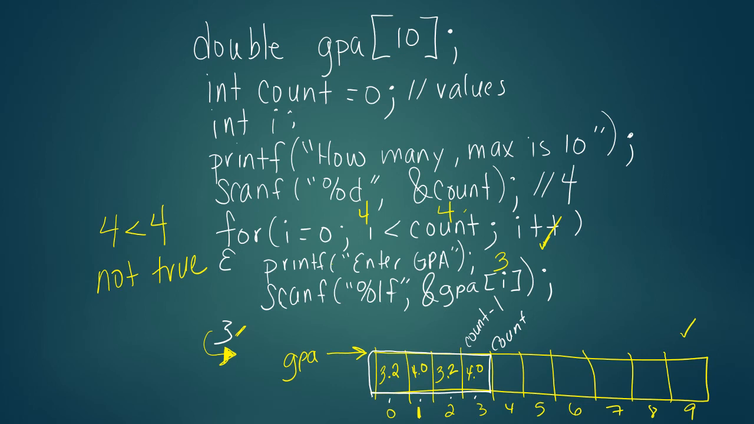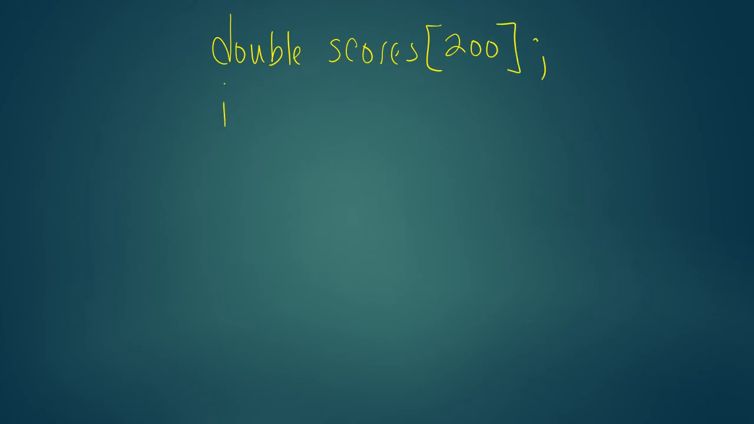This count is very important. So just to review, every time that you declare an array, like a double scores, which could be size 200, you want to also declare an integer to go along with it. Score count. And each time you add an element into your scores array, you add a number to that.